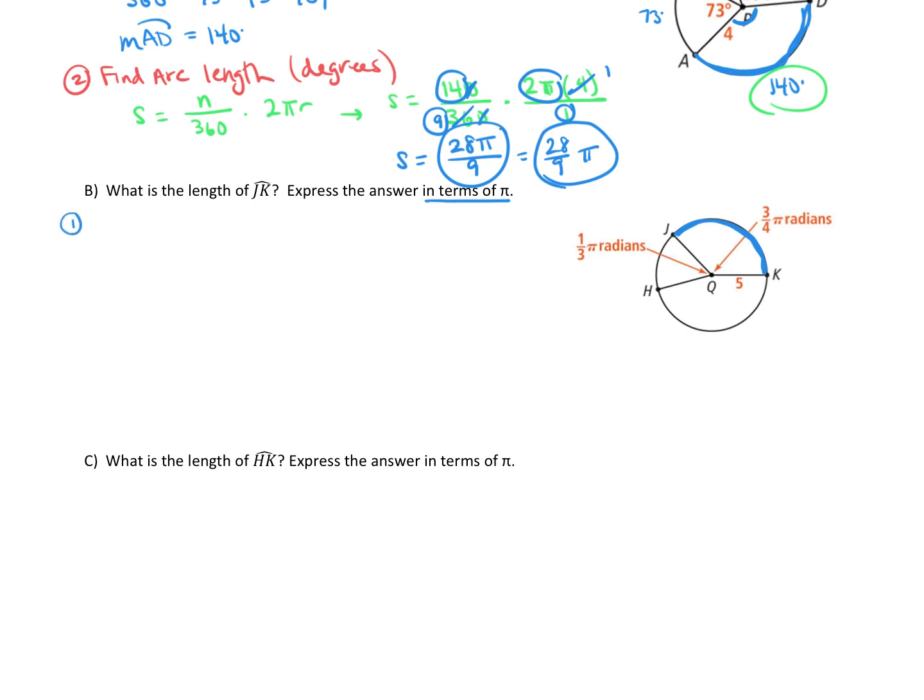First step is to find the arc measure of JK. And if we look at the picture, well, they told us the central angle is 3/4 pi radians, so the arc measure will be 3/4 pi.